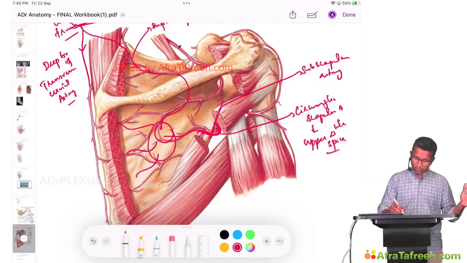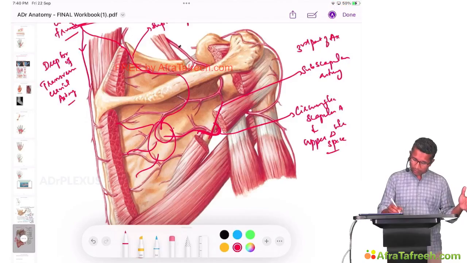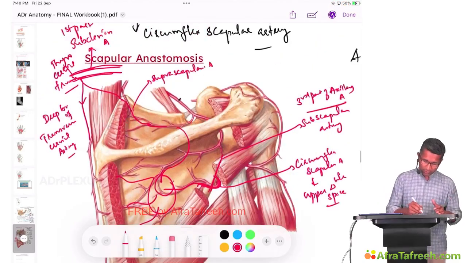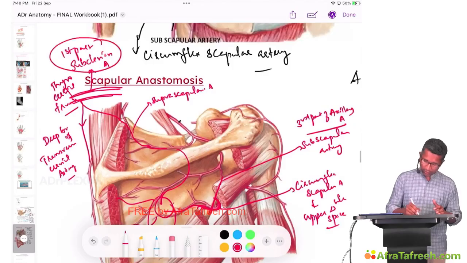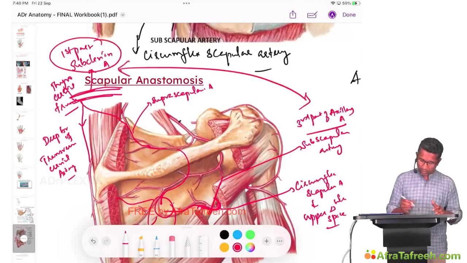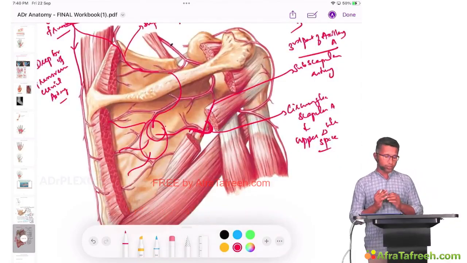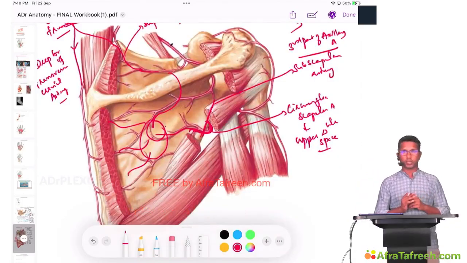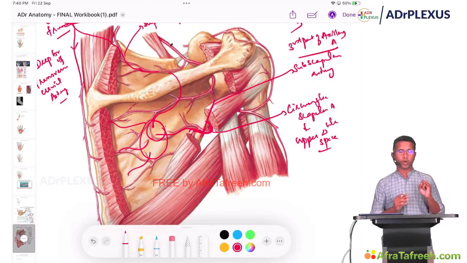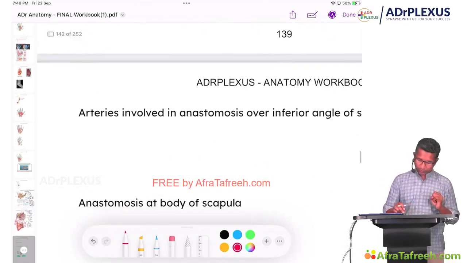So the third part of the axillary artery and the first part of the subclavian artery are connected by the anastomosis around the scapula. This is a very, very important anastomosis. That is why we are dealing with this. So what are the vessels that are participating in it?